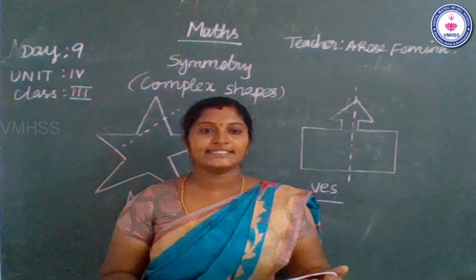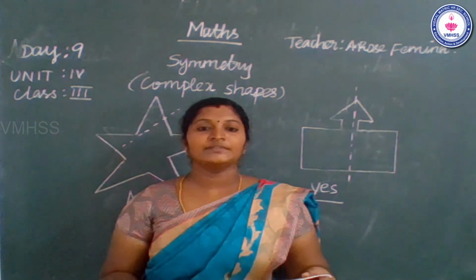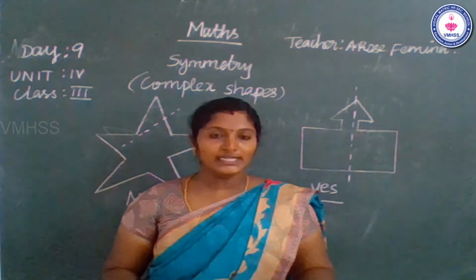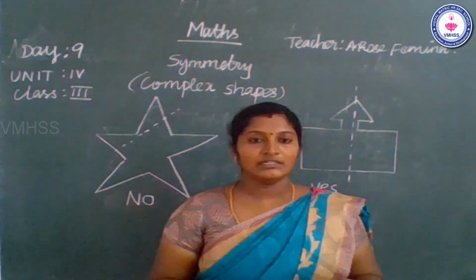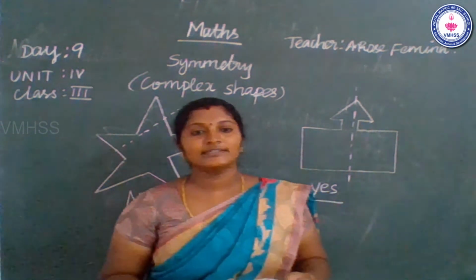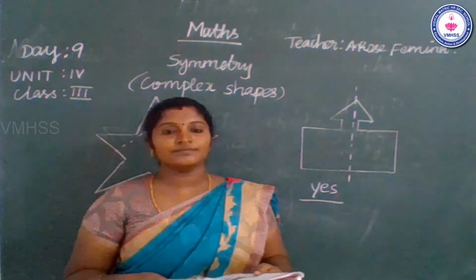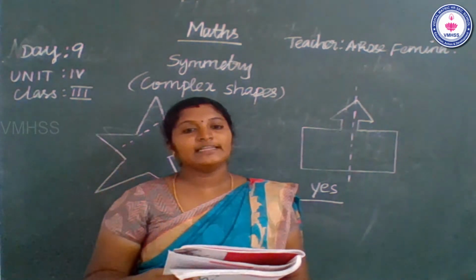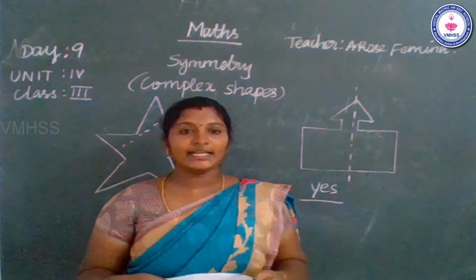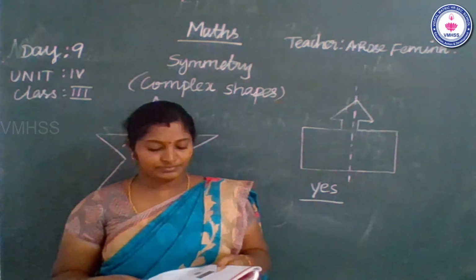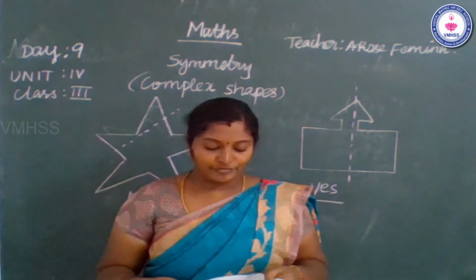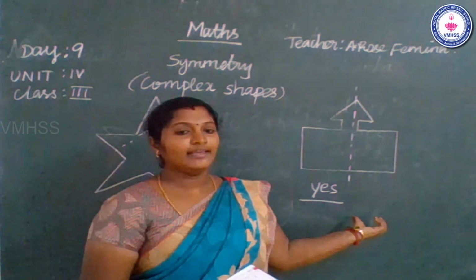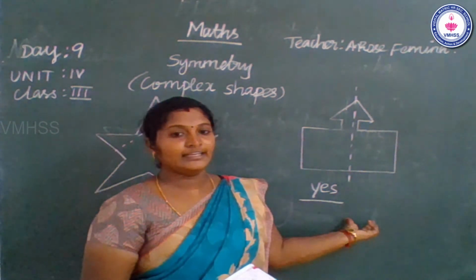B1, yes. Write fast. So third one, no. This is not a correct answer. Write fast, students. Children, third answer, no. And fourth one, we already finished. So fourth one, yes.